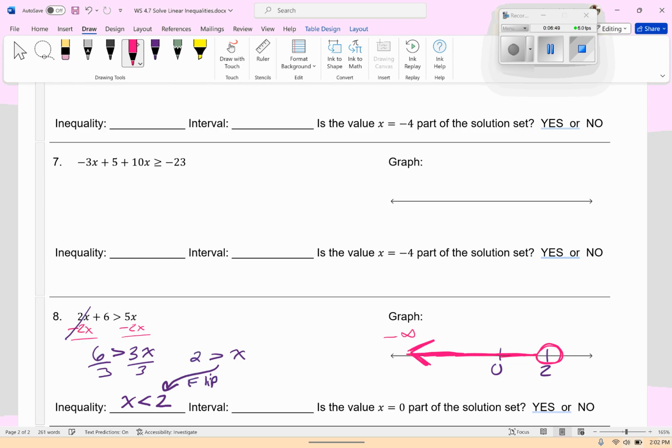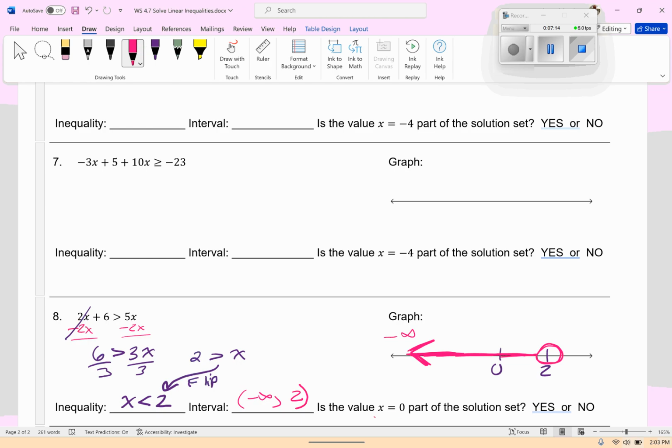Negative infinity. Okay? So the interval, read the number line from left to right. From the left, it's negative infinity. To the right, it's 2. Rounded or square bracket at the 2? Do I have an equal sign? Do I have a solid dot? If it's no on both of those, it has to be a round bracket.